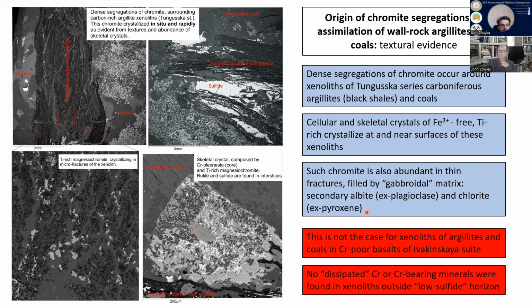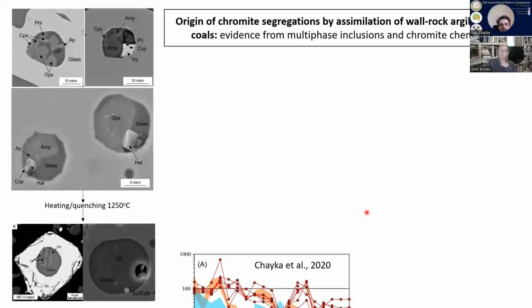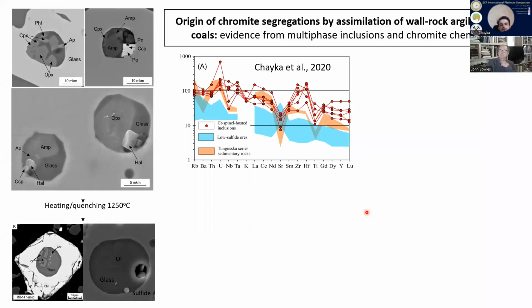and the presence of chromium-bearing minerals. Even more striking evidence for crystallization of chromite triggered by assimilation is provided by the multi-phase inclusions hosted by chromite. These inclusions are composed of silicate glass and a set of minerals which is completely different from the rock matrix. After heating and quenching, bulk compositions of inclusions are different from the host rocks as well. Instead, the trace element pattern is similar to that of Tunguska sedimentary rocks.